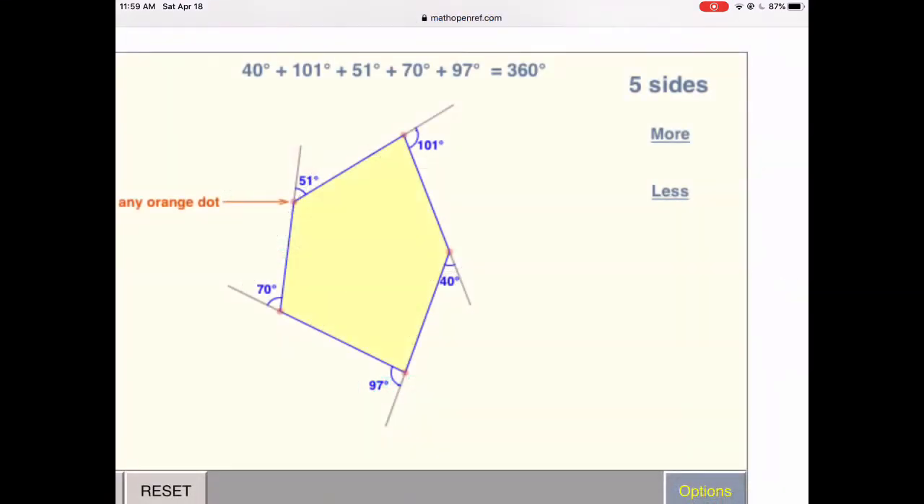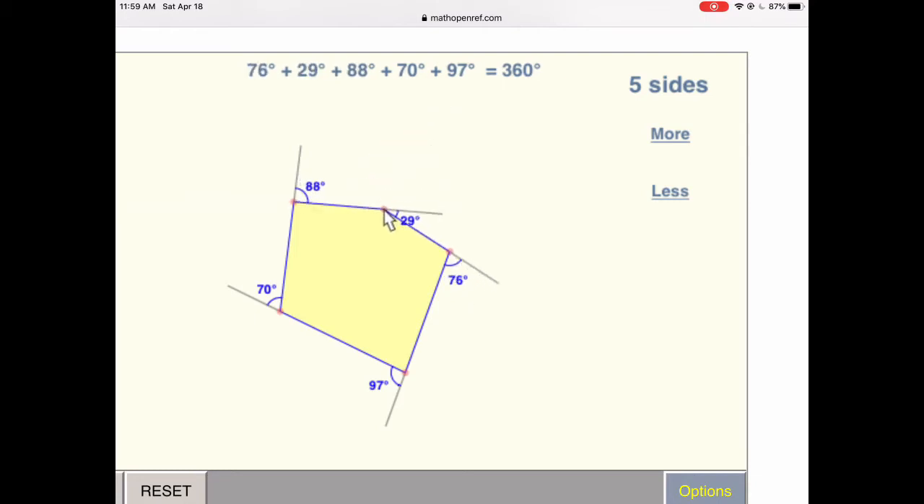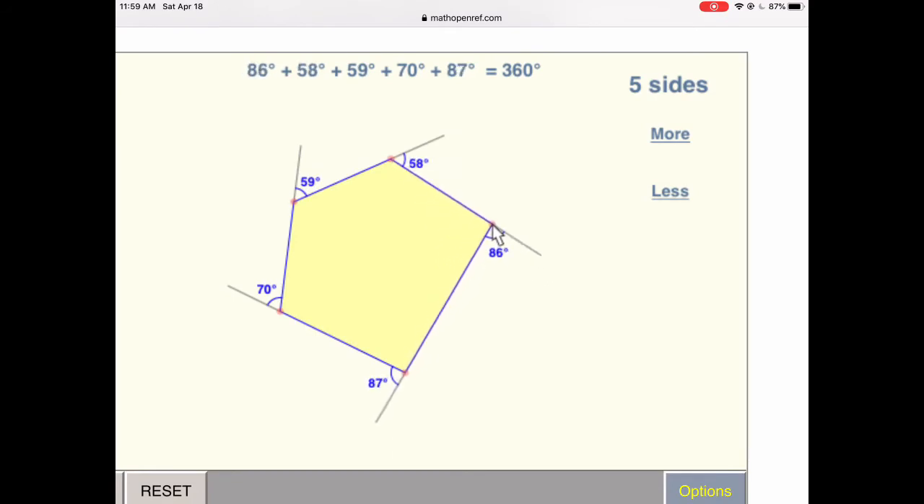All right, so here's a demo I have. This is on Math Open Reference, and I've included a link for you to play around with a little bit. You see there's 5 sides and 5 angles on this, and look at each of those exterior angles. You can put your finger or your cursor on there and change these angles a little bit, making them smaller or larger. But look what happens to the total at the top. It never changes. It's 360.